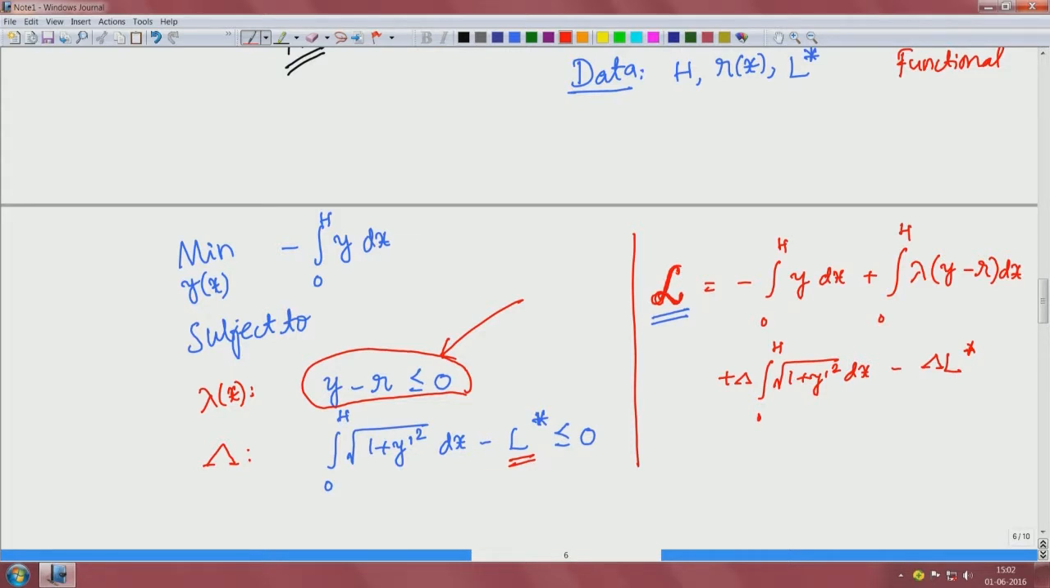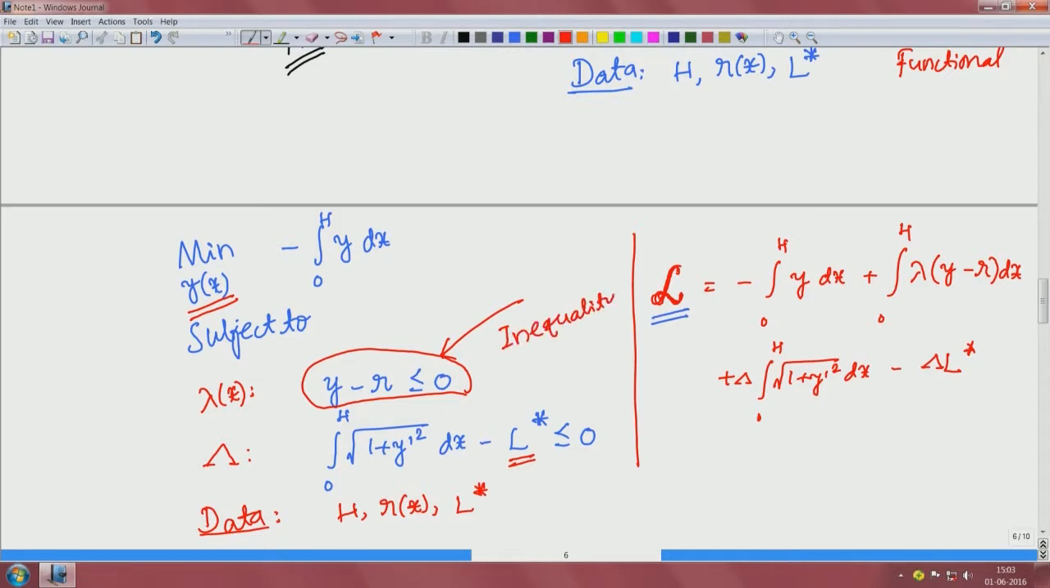Now, in order to solve the problem, I have this function y of x. Here what is given? The data we should always write. We had written above, we will write again. We know h, we know r of x and we know this L star here. Okay. Local constraint, which is an inequality, that is a difference. You see, if we had equality with only one function, this would have been an improperly posed problem, but what we have here is an inequality.